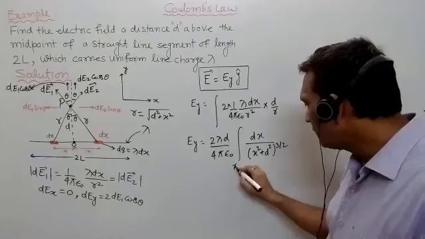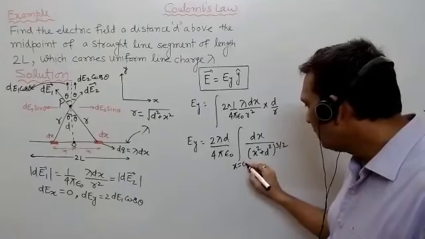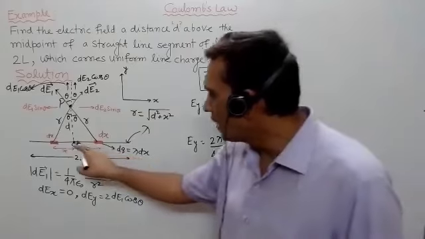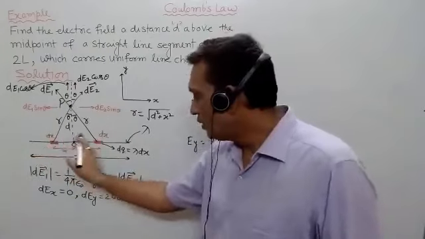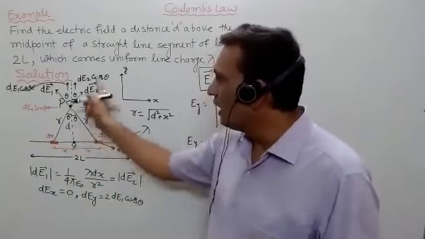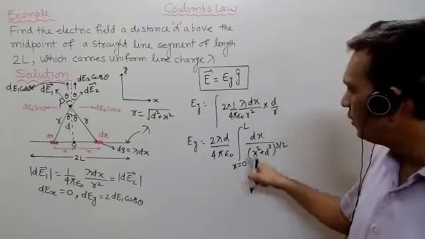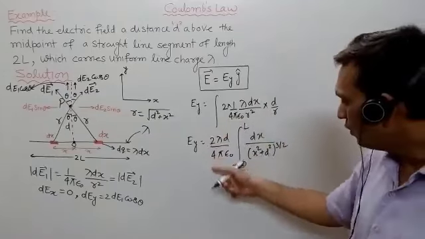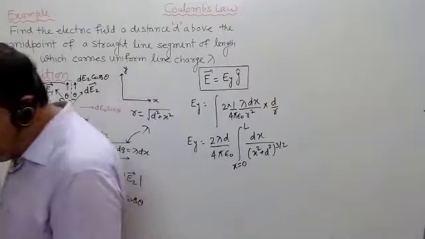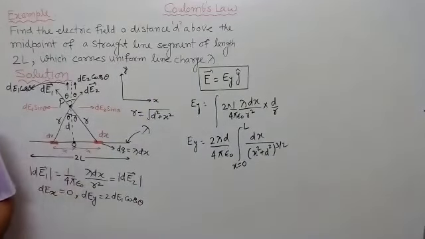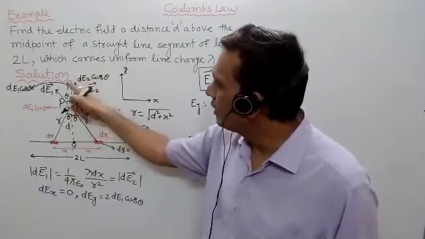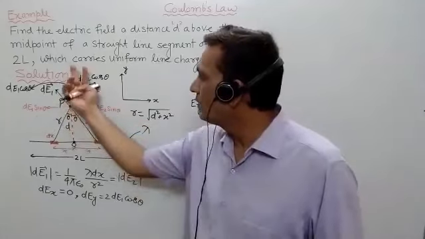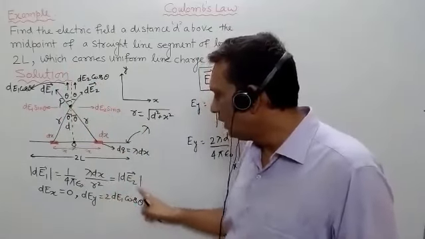And what will be the limit of x? x will be 0 to L. You can see x varies from this point, and from symmetry I have considered both sides, 0 to L. So we have considered both sides, dE1 and dE2. So the limit varies from x 0 to L. Now you have to integrate this. How was it twice dE1? You can see the resultant along y. This is dE2 cos theta, dE1 cos theta. So along the y direction they will add up. That's why this is 2 dE1 cos theta.